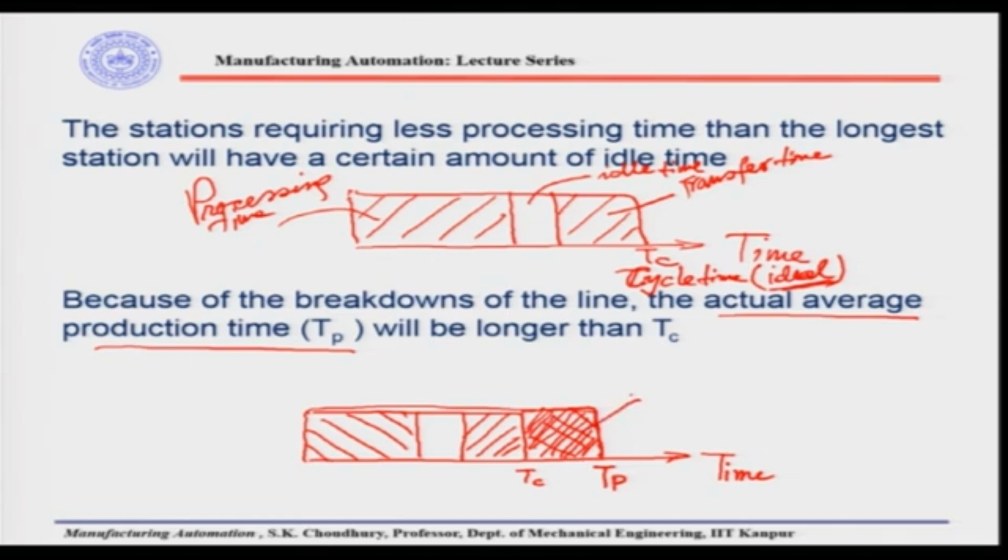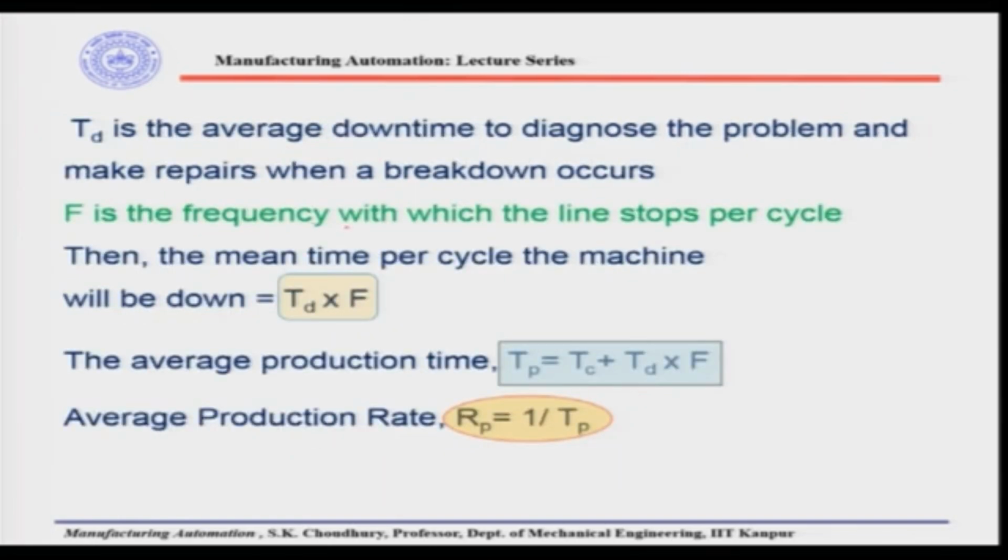How to find out that time? Let us say f is the frequency with which the line stops per cycle. Let us say the line stops once in every 100 cycles. So, 1 in 100 cycles, so 1 by 100 is the frequency. So, this is 0.01. Let us say this is the f, the frequency with which the line stops per cycle. It may be once in 100 cycles, or once in 10 cycles, or once in 1000 cycles; that depends, and on which factors it depends we will discuss later.